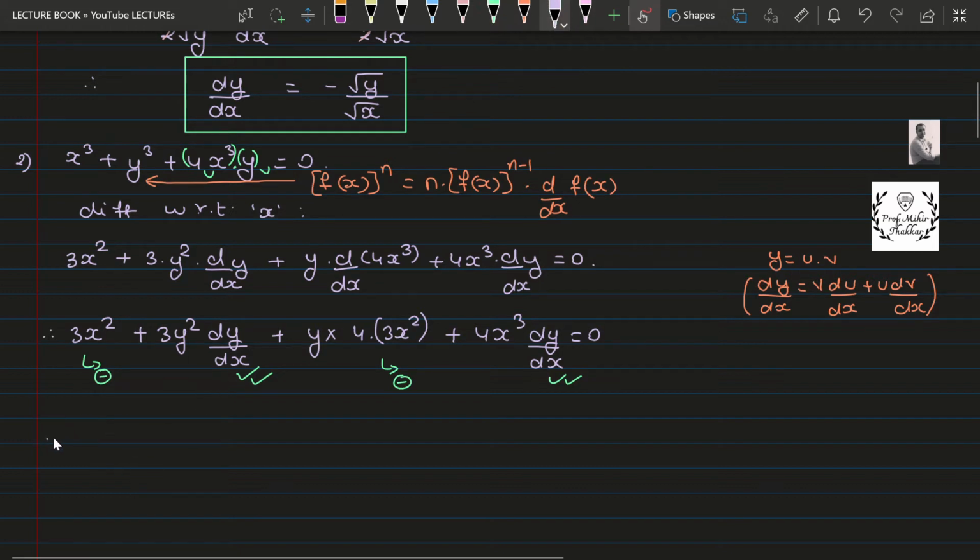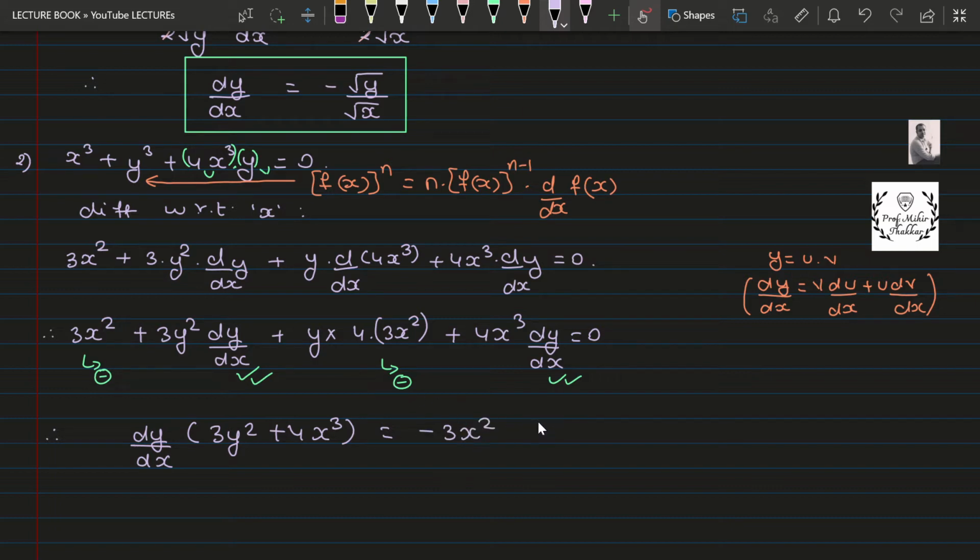So I get over here therefore dy by dx into 3y square plus 4x cube, and this will become minus 3x square minus 4y multiplied by 3x square.